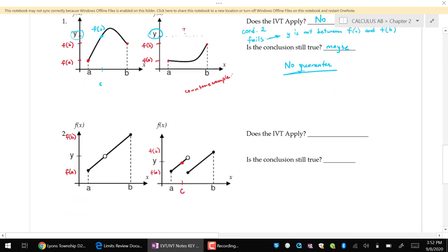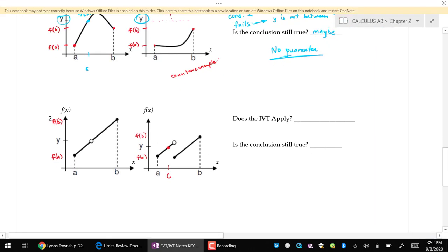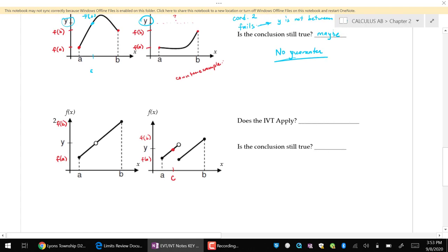Let's look down at example 2. Once again, does the intermediate value theorem apply here? Well, it looks like I have an element in question. Y does fall between my f of a and f of b ordered pairs. And same over here. However, notice that we don't have continuous or continuity in either case. So no, once again, IVT does not apply. Condition 1 fails.